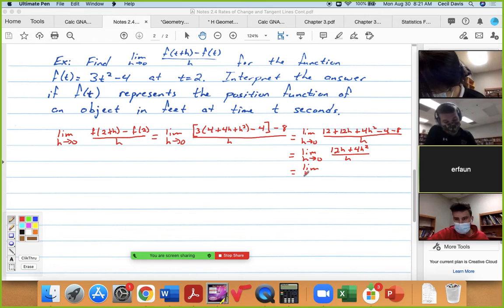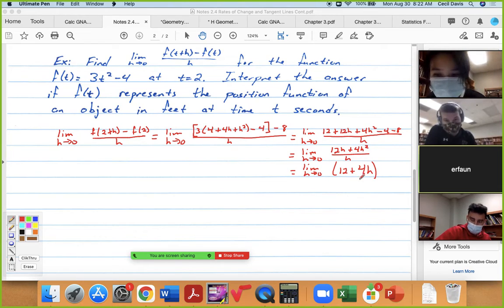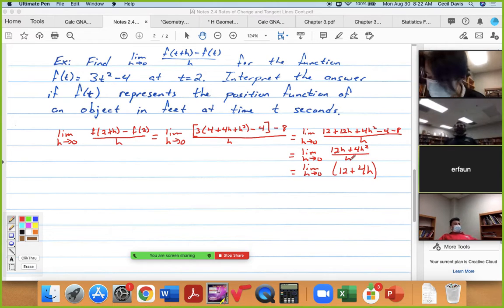So now we can do the division. 12h divided by h is 12. 4h squared divided by h is 4h. And again, these two functions are the same everywhere except at h is equal to 0. This one from the step above is not defined at h is equal to 0, but this one is. Specifically, it's 12. So that's the first part.